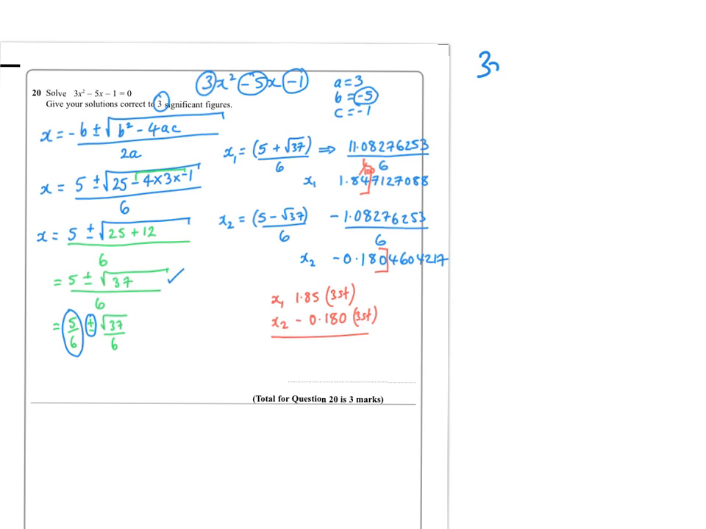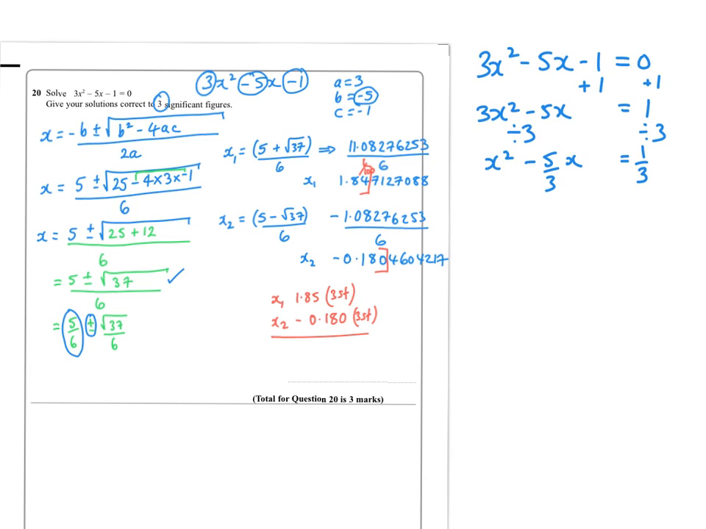and that is 3x squared minus 5x minus 1 equals 0. You can add 1 to both sides. So you'd have 3x squared minus 5x equals 1. Divide everything through by 3. So divide both sides by 3, and you'd have x squared minus 5/3 x equals 1/3. Then you can complete the square. So you'd have x minus 5/6.